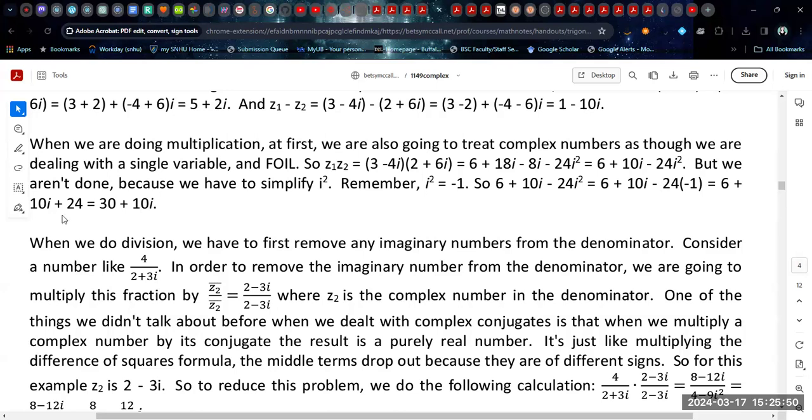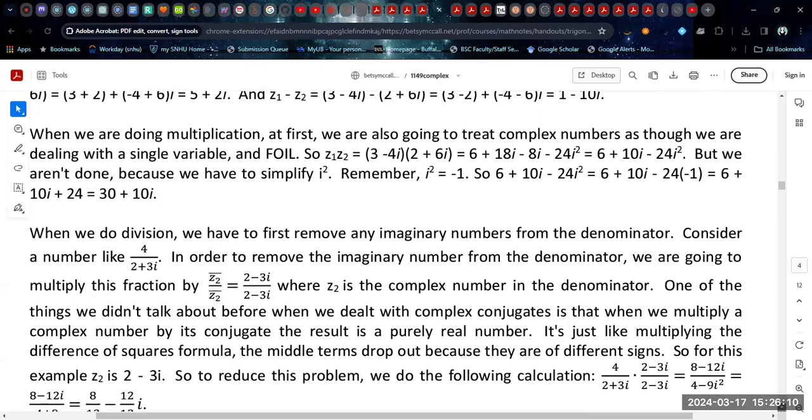That will make this into plus 24 as a real number, and then I can add that to the 6. Again, I should not have any powers in my final answer where i is raised to a power other than 1. I can have an i, but no i squareds or cubes or whatever.